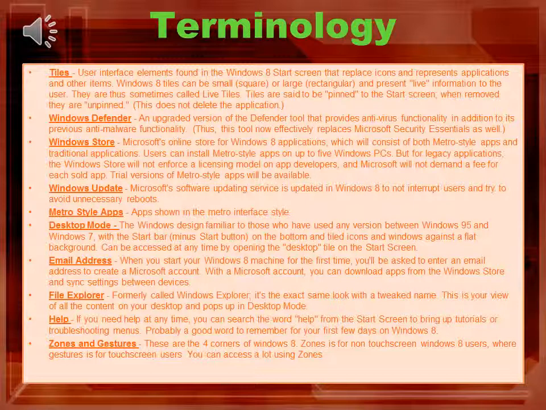You've got your Windows Store, which is a Microsoft online store for Windows 8 applications. This is where you would go to find some of those applications you may be looking for. It consists of both the Metro Style apps and the traditional apps. You can install the Metro Style apps on up to 5 Windows PCs. But from the Windows Store, you can get that Facebook app that you may want, or just a Google search app. It's kind of like the devices that you may already have, your smartphone, your tablet. It's very similar to that as far as the store goes.